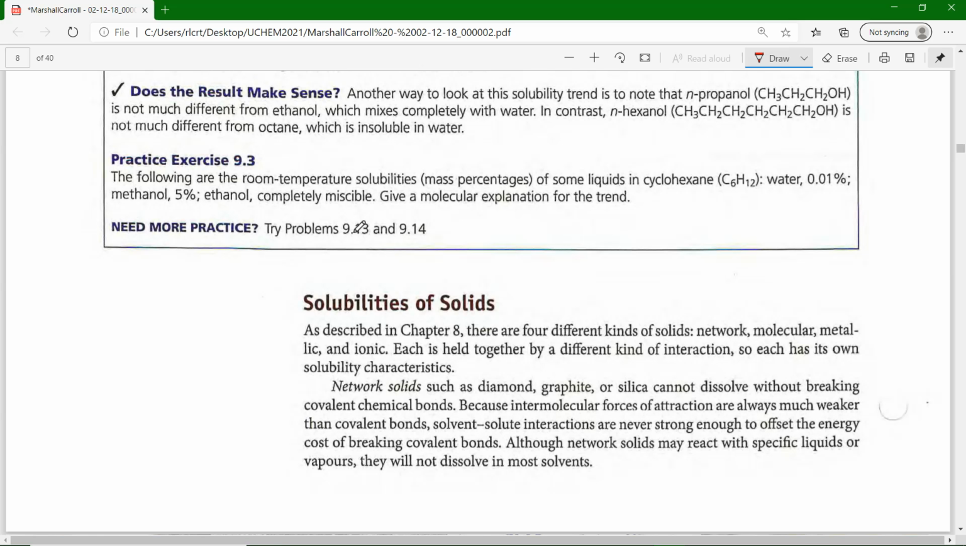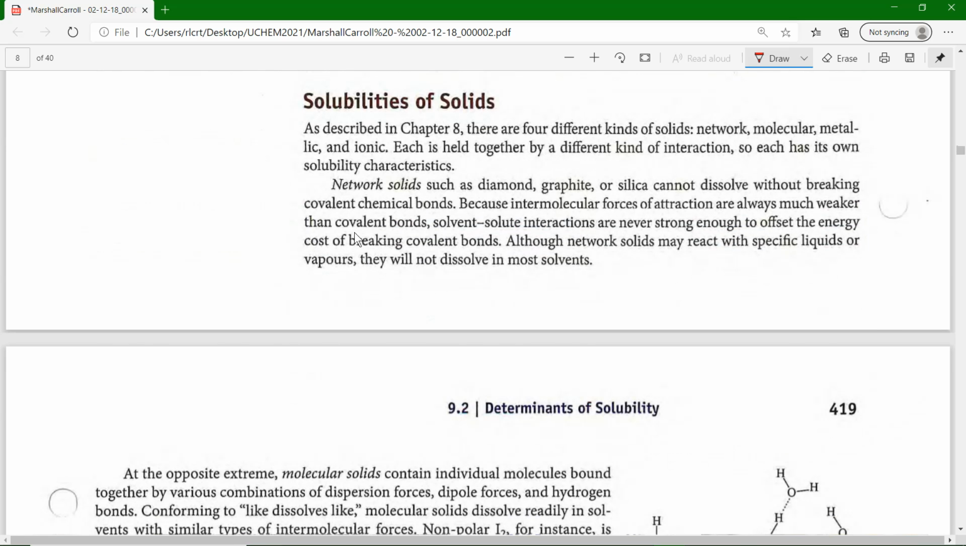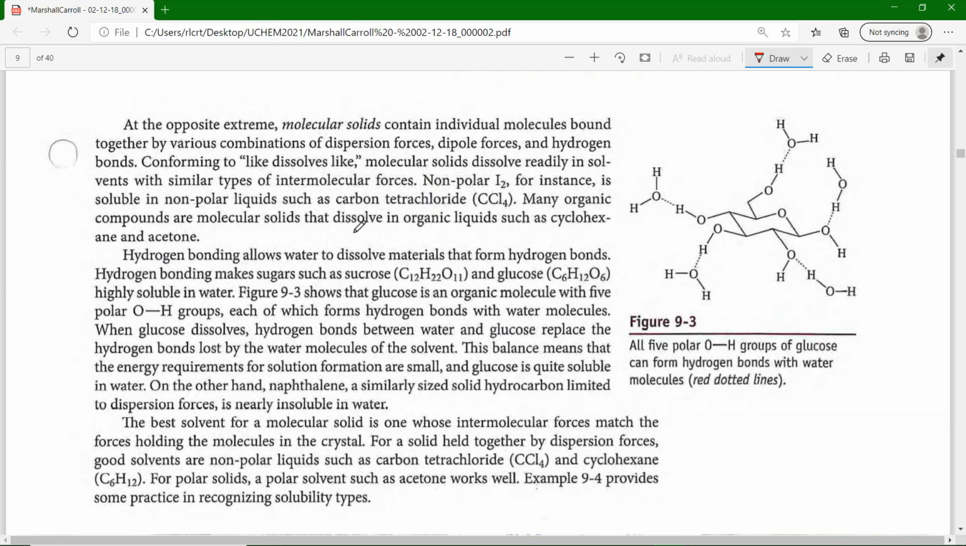So "like dissolves like" is just a rough tool to help us understand. But to really get into details, you have to do a bit more analysis. Solubilities of solids. Okay, what do we have here?